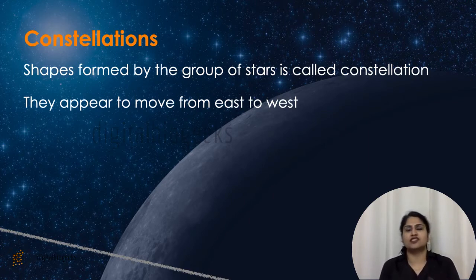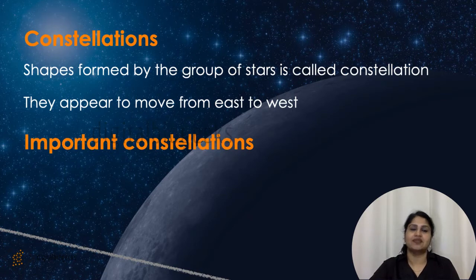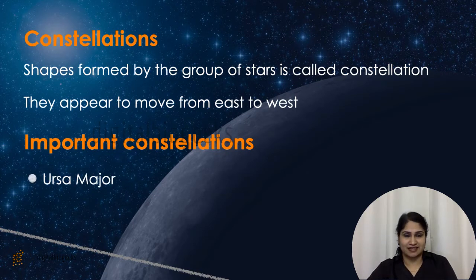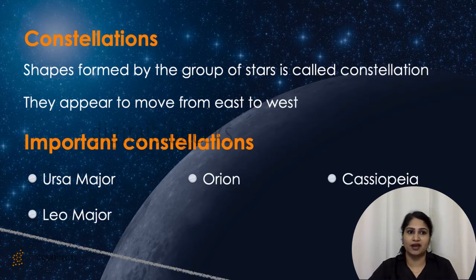These constellations do not have a fixed number of stars, but a few stars are bright and can be visible to the naked eye. The others are more far away from Earth. There are some important constellations like Ursa Major, Orion, Cassiopeia and Leo Major, which we are going to study in detail.